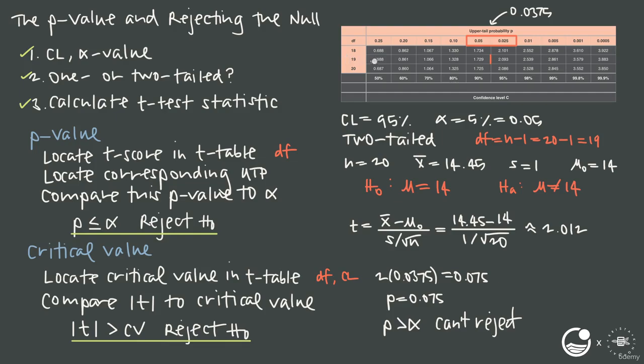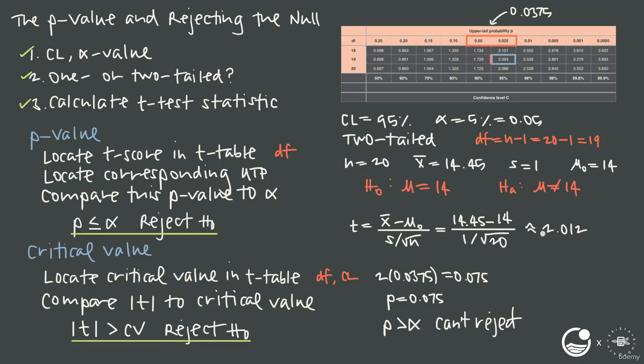So we come to 19 degrees of freedom and move across until we see that confidence level of 95%. And that puts us here at this critical value. We call this the critical value when we find the intersection of those two things, 2.093. So 2.093 is our critical value. And we want to compare the absolute value of the t-score that we calculated.